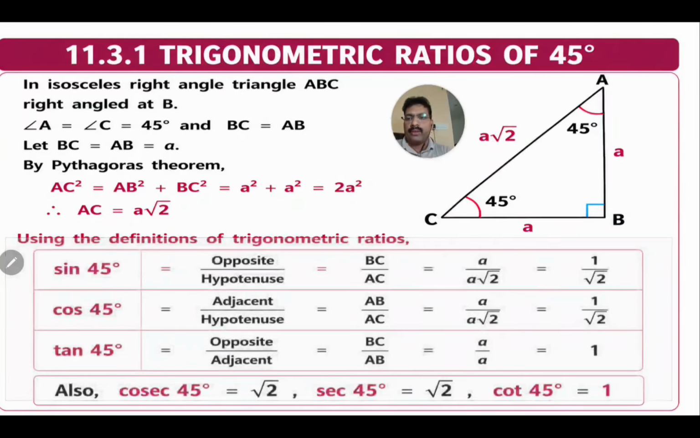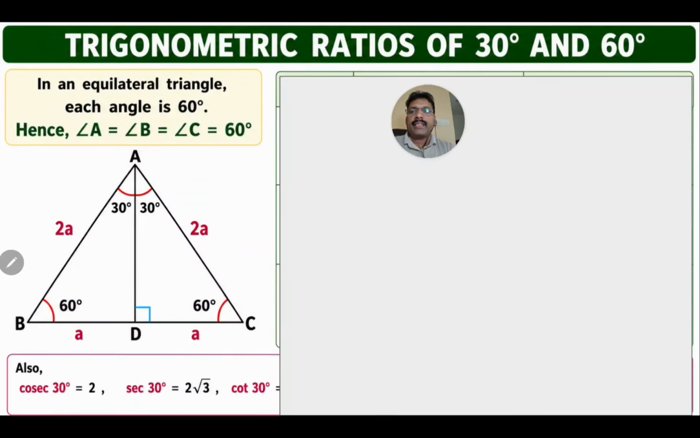See the values. Sin 45 degrees value is 1 by root 2, cos 45 degrees value is 1 by root 2, tan 45 degrees also 1. Cosecant 45 and sin 45 are reciprocals, so cosecant 45 degrees value is root 2. Secant 45 and cos 45 are reciprocals, so secant 45 degrees value is root 2, cot 45 value is 1. So we will go for the next.